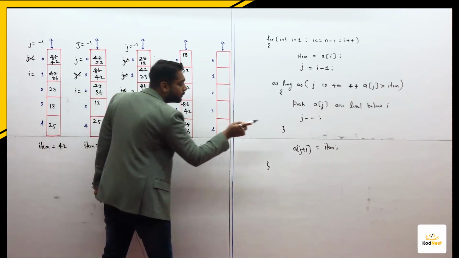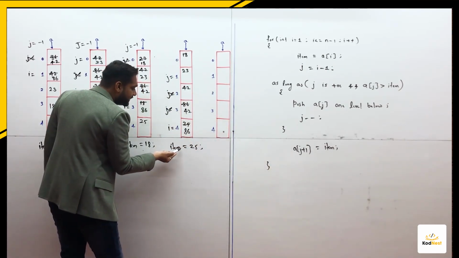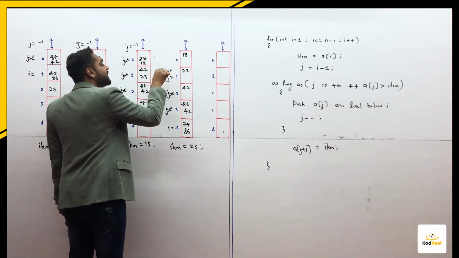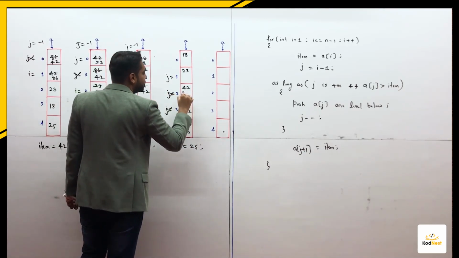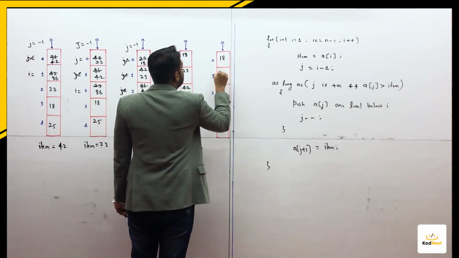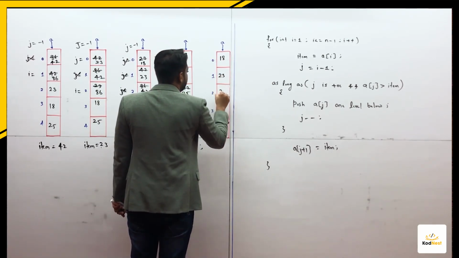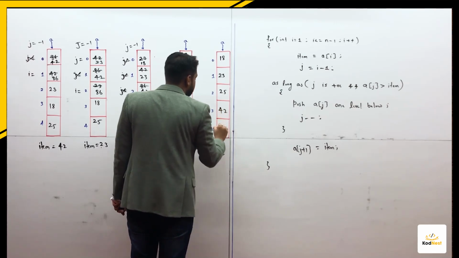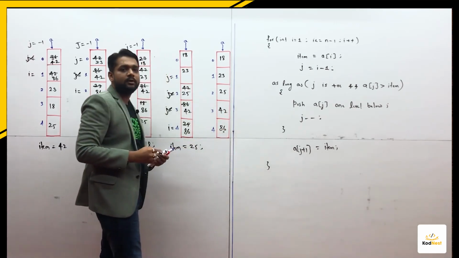As soon as you come out of the loop, what are you doing? Whatever is there in item, give it to A of j plus 1. Okay, 25 will be here. 18, 23, 25, 42, 86 and stop the algorithm.